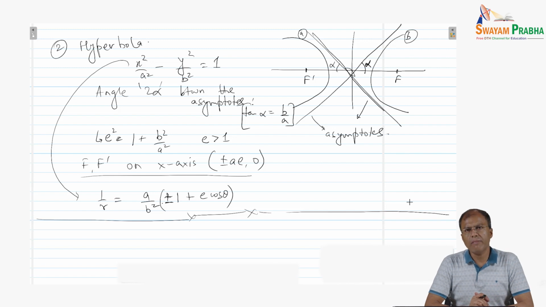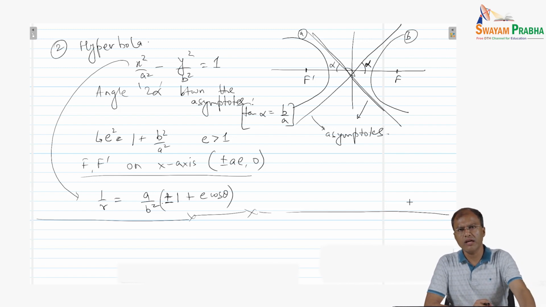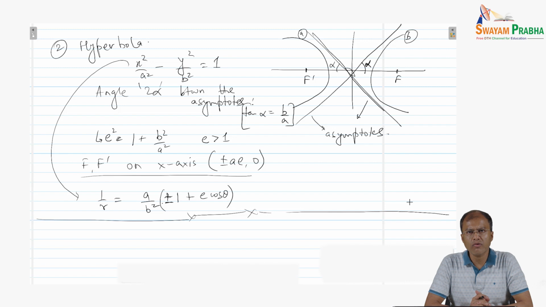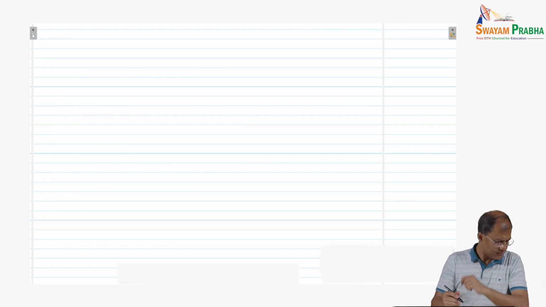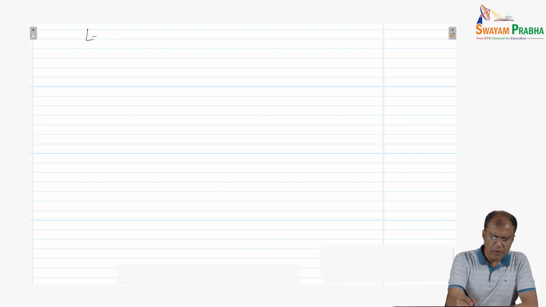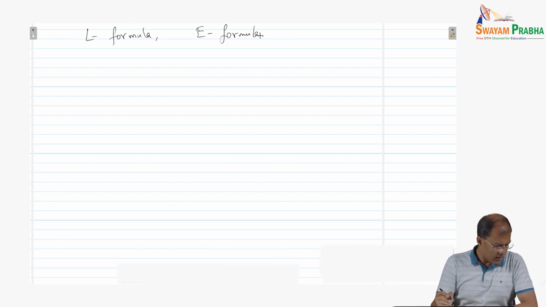Okay, so let us now come back to our discussion of the orbital motion, and let us focus on the energy and the angular momentum of these planets once again, and let us write down a concise formula for energy and the angular momentum. So we are talking about the L formula and the E formula.